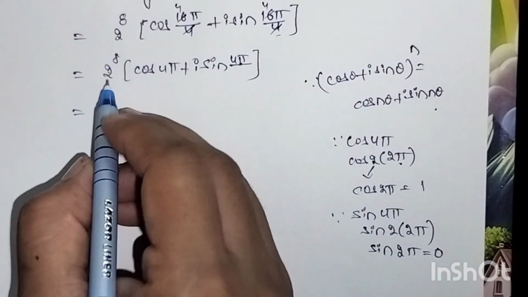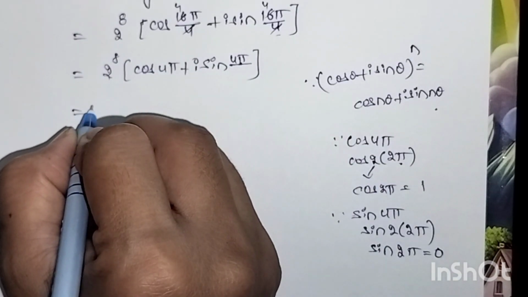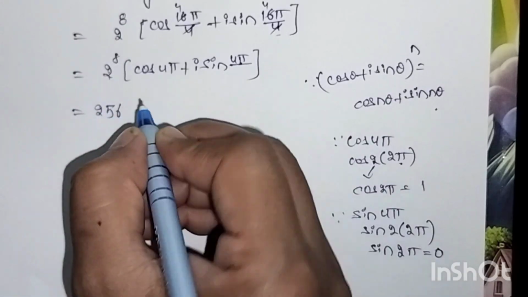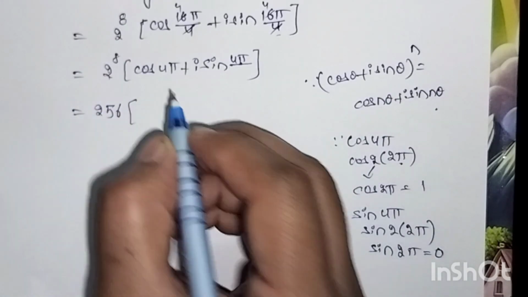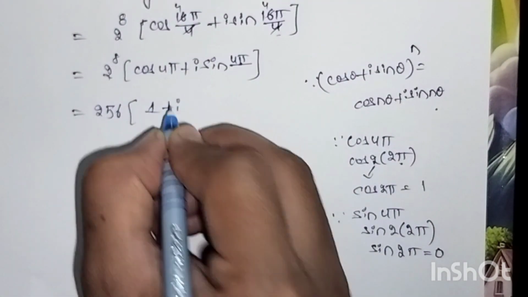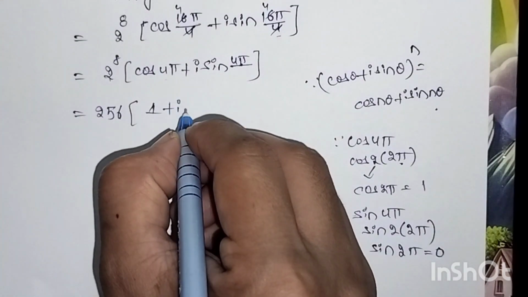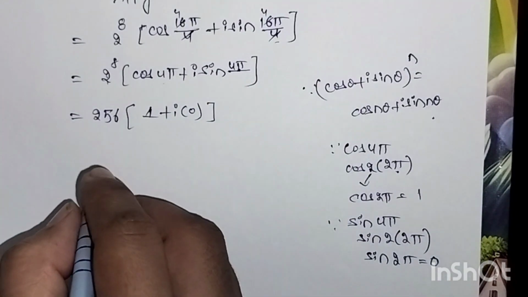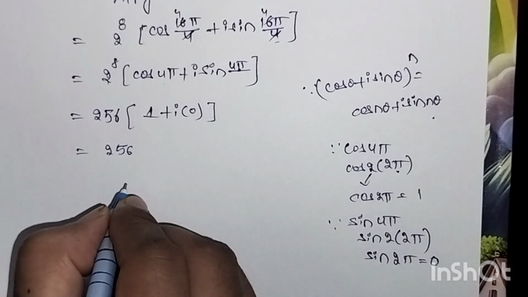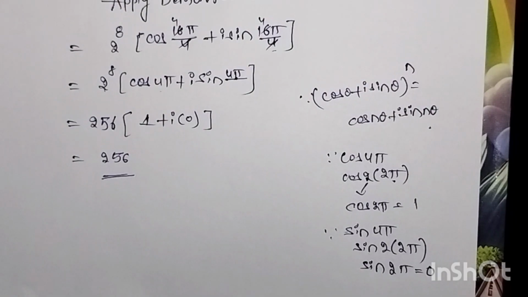So 2 power 8 means 256. 256 into cos 4 pi, which is 1, plus i into sin 4 pi, which is 0. So that equals 256 into 1, 256. So this is the solution of the third problem. See the next problem.